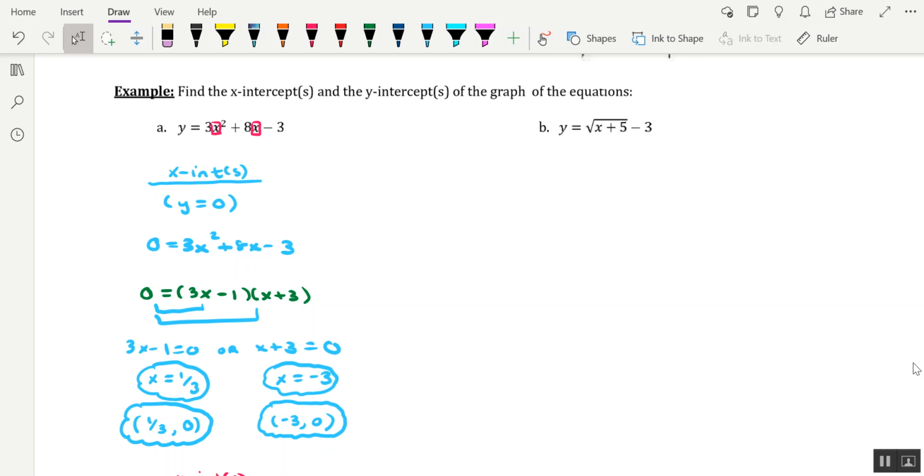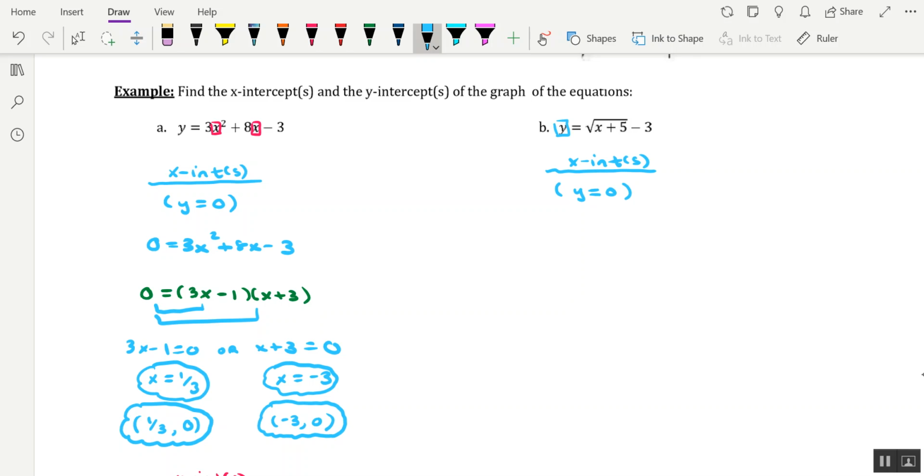Alright, Algebra Bros, we are back in action using some algebra to find the intercepts of a graph based on its equation. And in this one we're going to do part B, y equals the square root of x plus 5 minus 3. Let's get going with the x-intercepts, if it has any. And we'll find that out by setting y to 0 and solving for x.